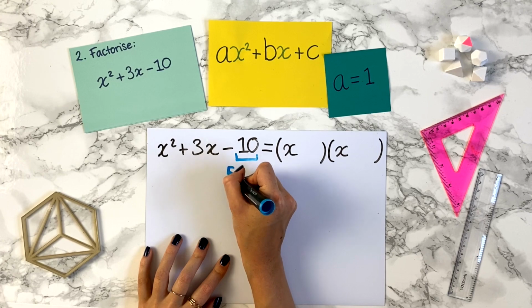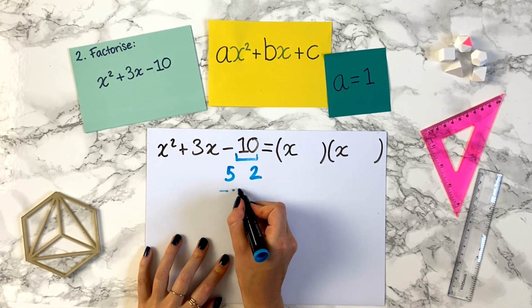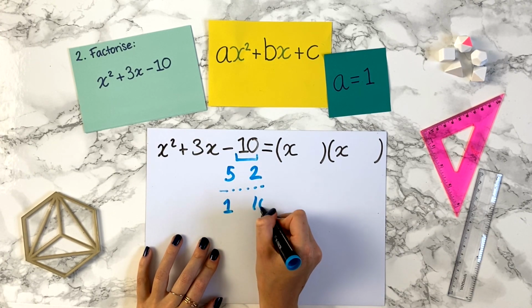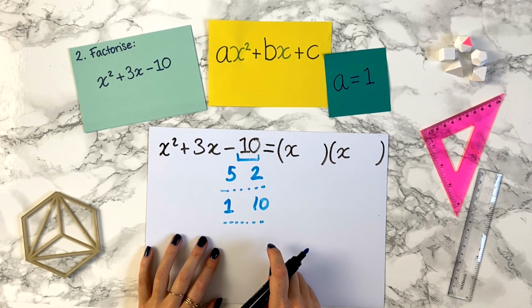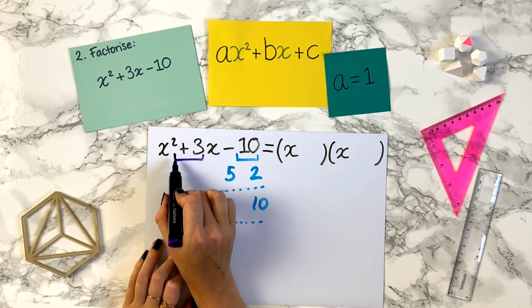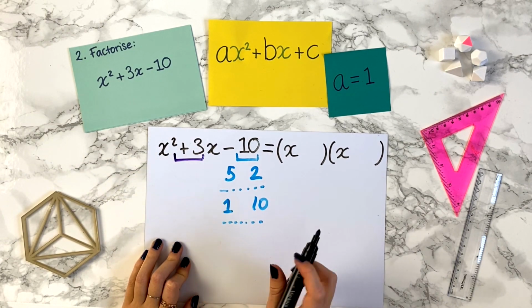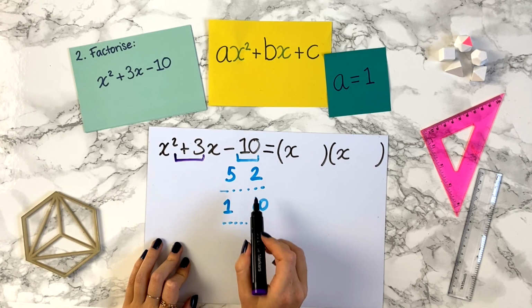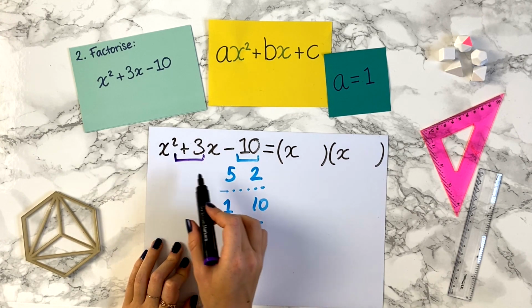So 5 and 2 multiply to give 10, and 1 times 10 is 10. I can't think of any others, I think that's it. Now we look at the number in front of the x, and we want to include the sign here, so we're looking at plus 3. Now we want to think, how can we combine these numbers to give us plus 3?